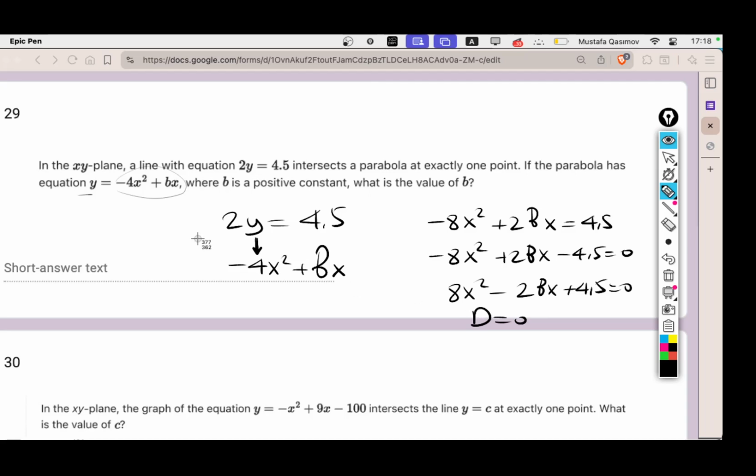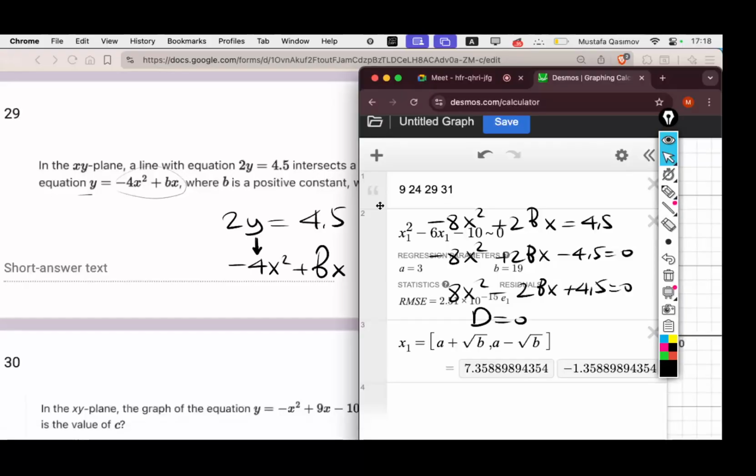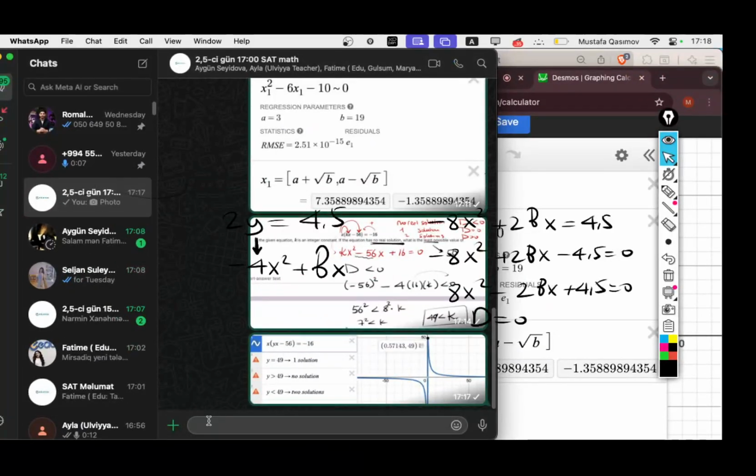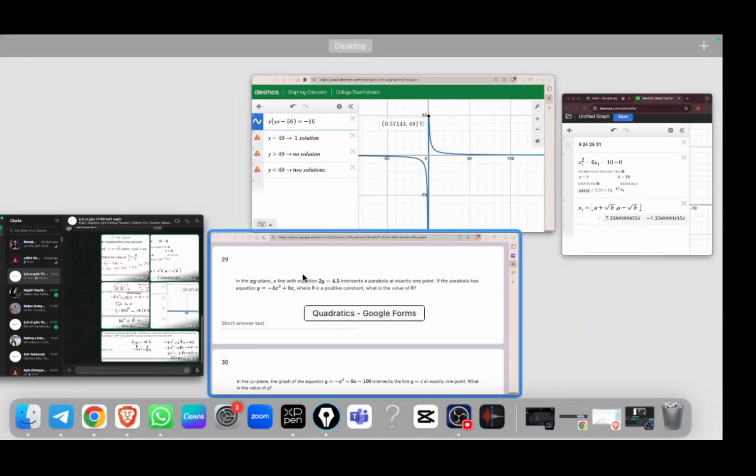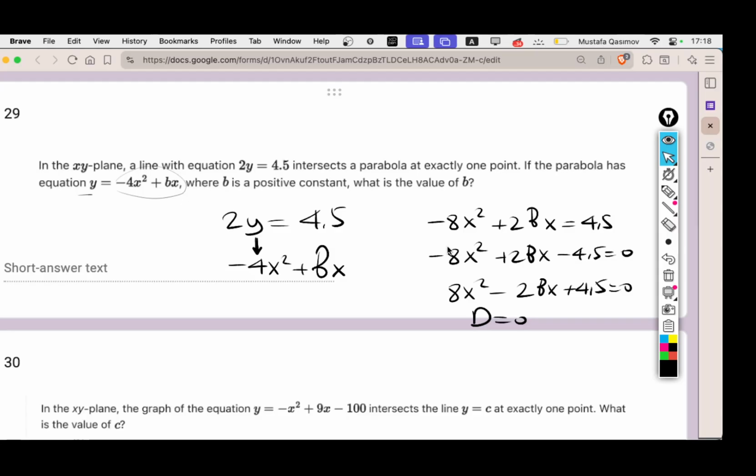Okay, but again, I don't like this method. Let's look. Just wait 1 minute. Just wait 1 minute.